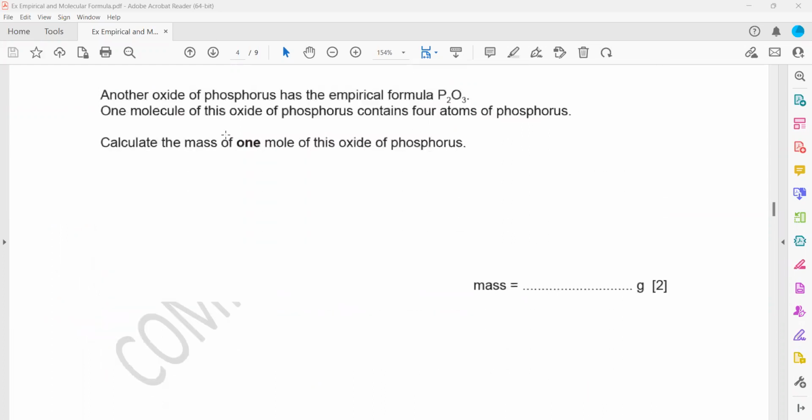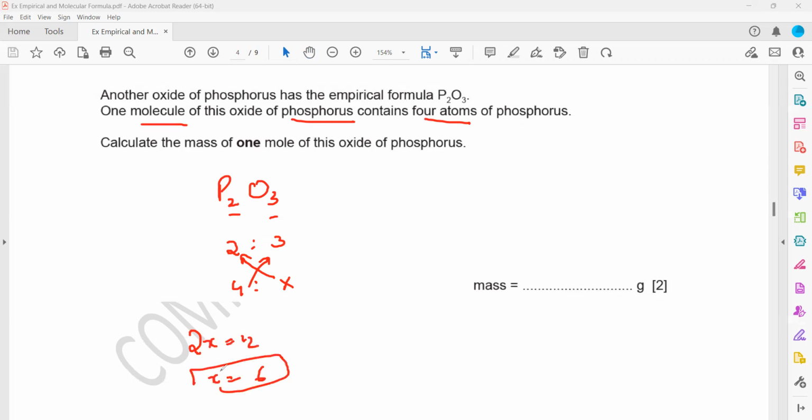Then the next, this is another oxide of phosphorus with the empirical formula of P2O3, meaning the ratio between phosphorus and oxygen is 2:3. One molecule of this oxide contains 4 phosphorus. So if there are 4 phosphorus, how many oxygen will be there? X. But the ratio should be 2:3 between phosphorus and oxygen. So we just cross multiply to get the value of X first. So it will be 2x equals 12, or x equals 6. This means if there are 4 phosphorus, then there should be 6 oxygen.